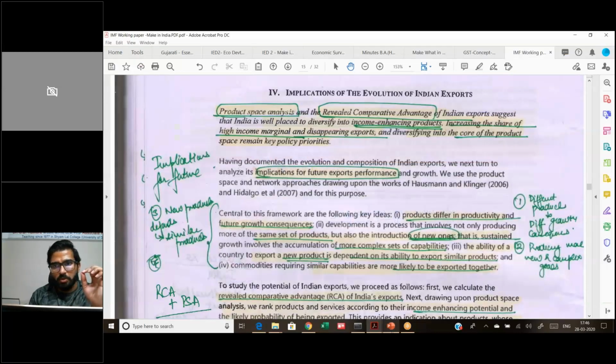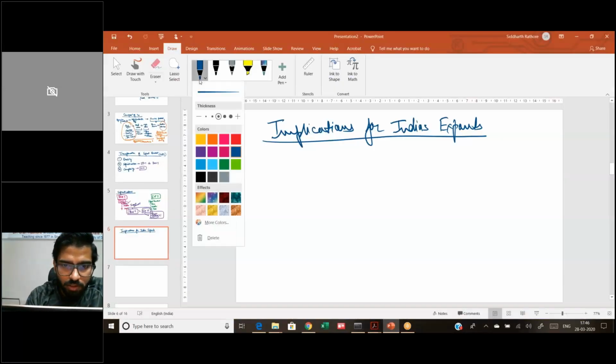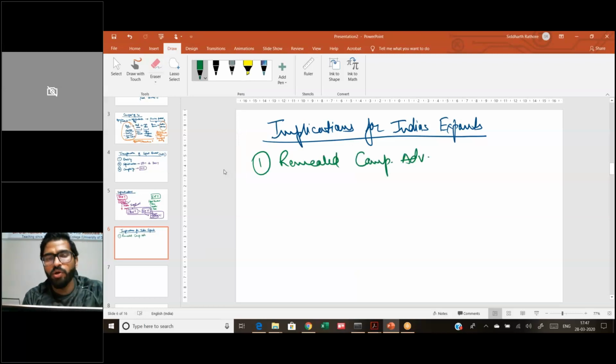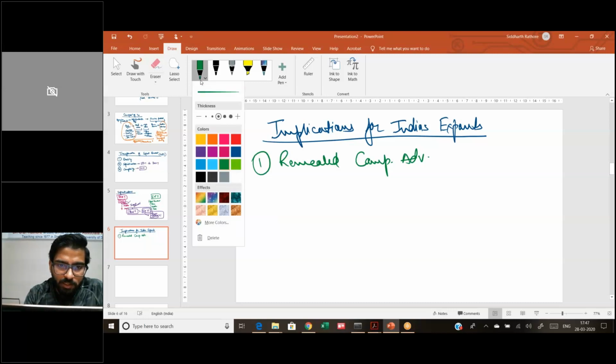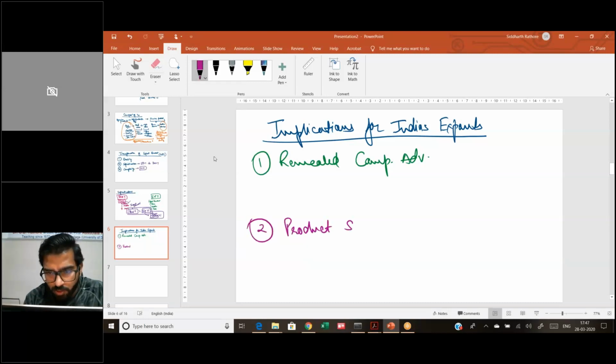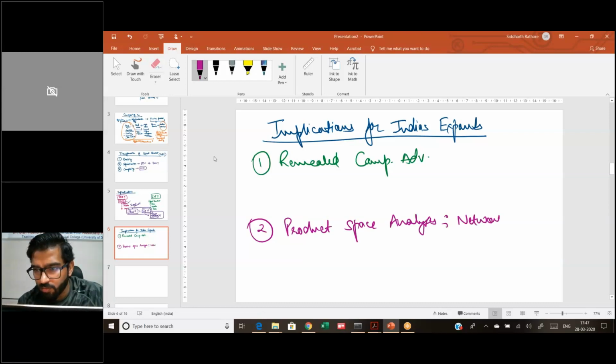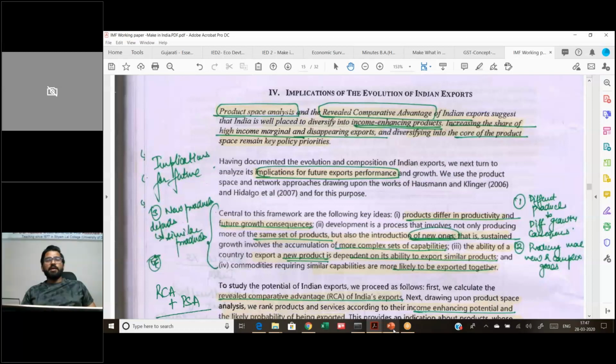For this we are going to take two technical jargons. One is the revealed comparative advantage. You've already studied the concept of comparative advantage. This is a modified concept. I'll explain what this concept is. The other thing that we are going to do is the product space analysis, the product network space. We will see what these two concepts are. Now moving forward, let's see what it says. It says that product space analysis and the revealed comparative advantage of India's exports suggest that India is in a very good position to diversify into income enhancing products.